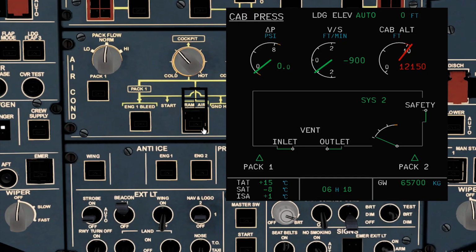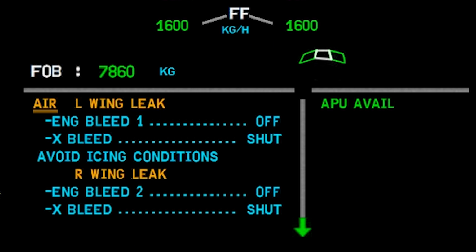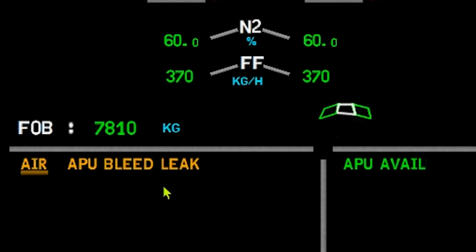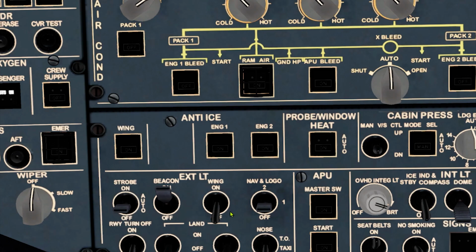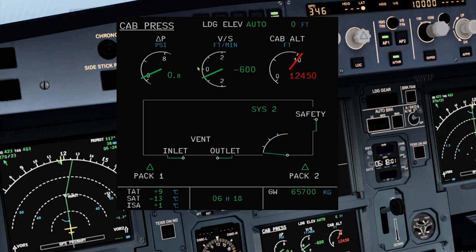Last but not least, we look at the last failure item, which is both left leak and right leak subtitle with air engine 1 and 2 bleed fault alert, or if both engines bleed are lost due to engine fire or start air valve fail to open or APU leak. In this case, no engine bleed can be recovered, so the maximum flight level is 10,000 feet or MEA or MORA. Wing NTIs is not available. The only thing we can do is, if cabin pressure delta P is less than 1 psi, then turn on the ram air.